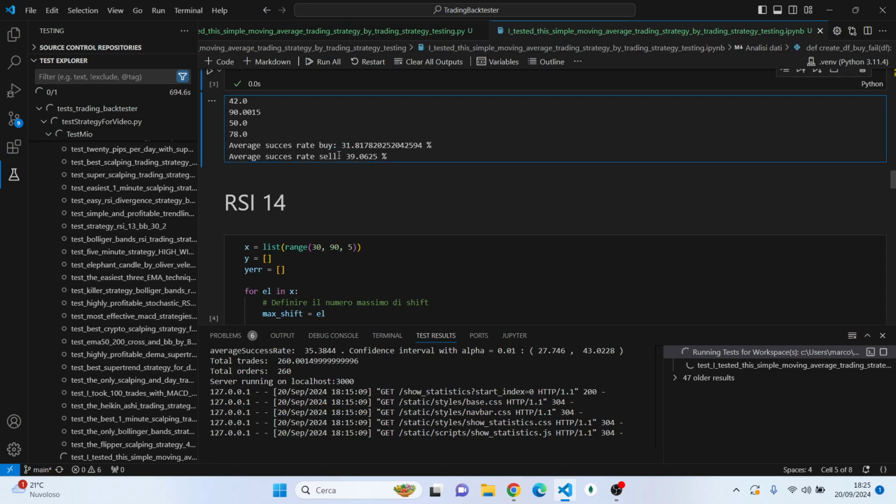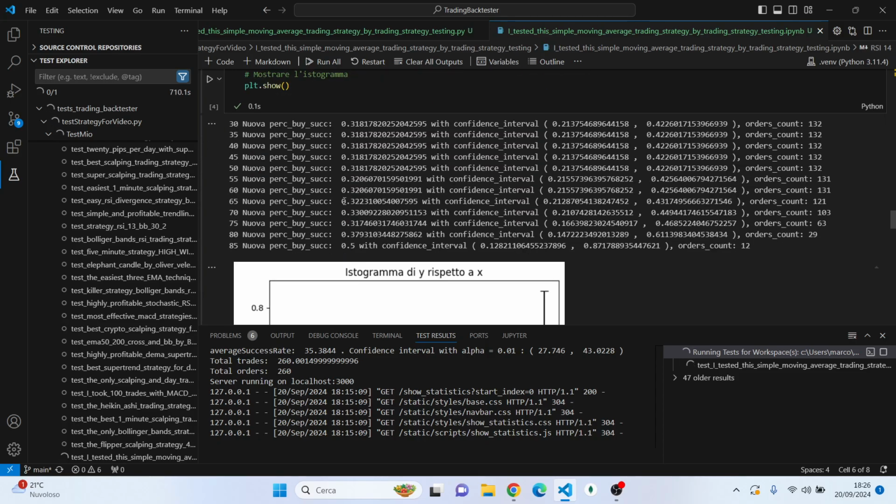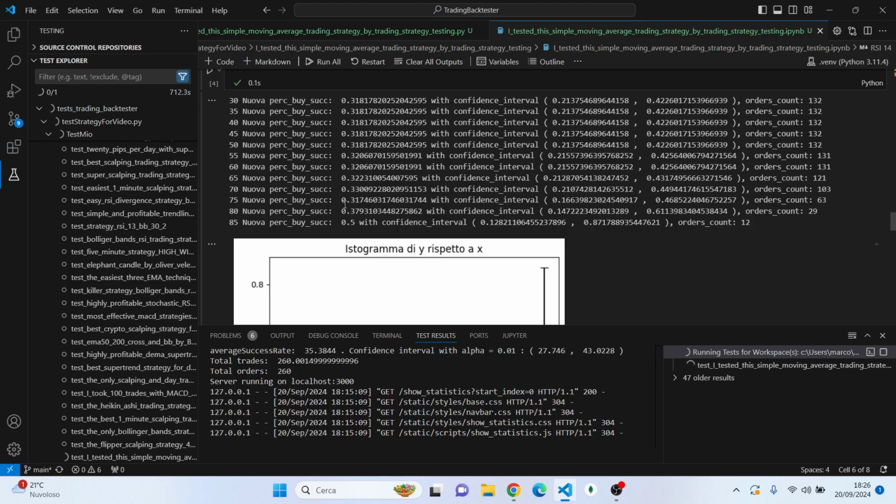As you can see here, buy trades had an average success rate lower than sell. But with such a low number of trades, let's not take this criterion into consideration. Let's try with RSI 14 to improve the strategy. So, for today's video, I will overfit the strategy.